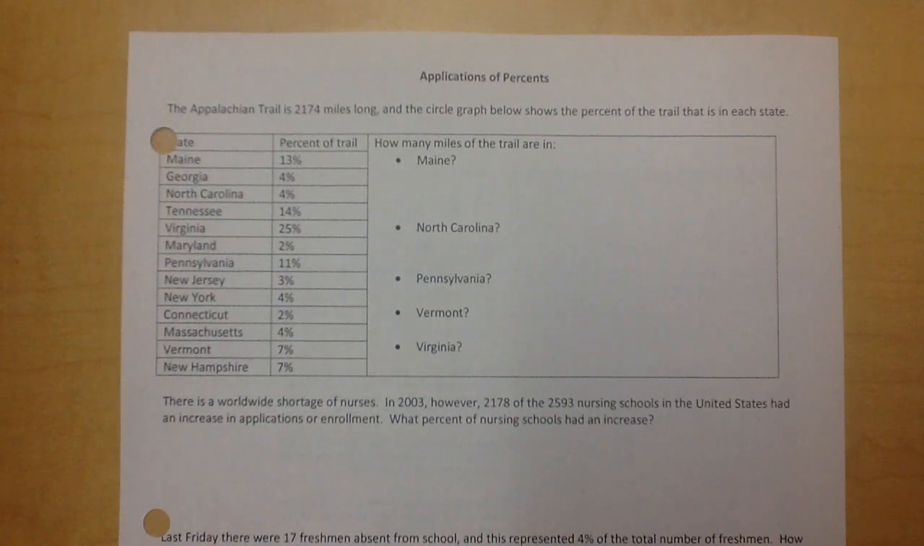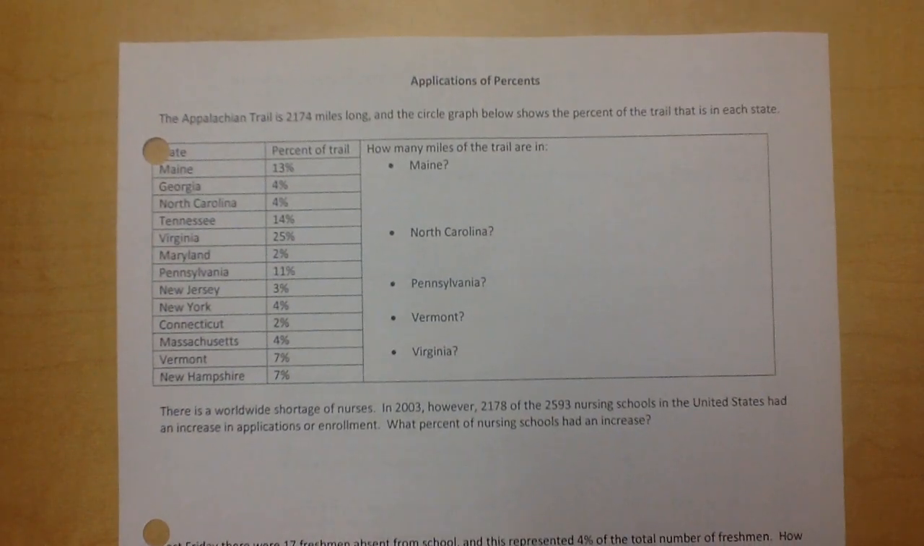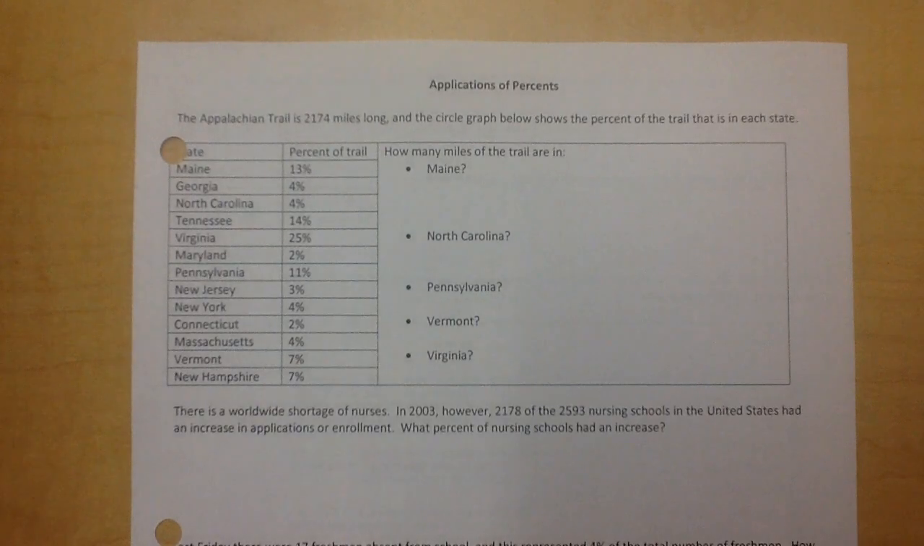The Appalachian Trail is 2,174 miles long, and the circle graph below, well, that's not a circle graph. It was supposed to be, but that didn't work out. Anyway, we do have a list of all the percents, and it shows the percent of the trail that is in each state. By the way, a couple random thoughts.